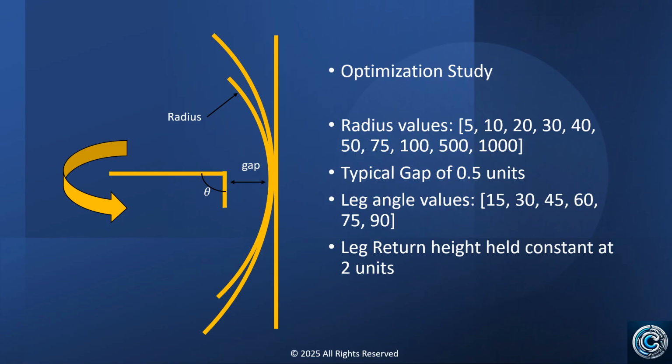Okay, so the optimization study here that we did was a parametric study. We have different radius values for this wall, we have a gap value, and our leg angle values will vary between 90 degrees, 75 degrees, 60, and so on, getting smaller and smaller. And then the leg return height here was held constant at 2, so things get kind of weird at 15 degrees, but that's okay.